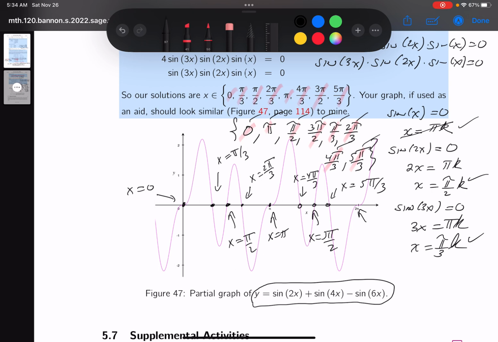It's a good idea to verify that what you're writing down is correct by looking at a graph of it. And what's generating the graph over here is a computer. And you want to do that.